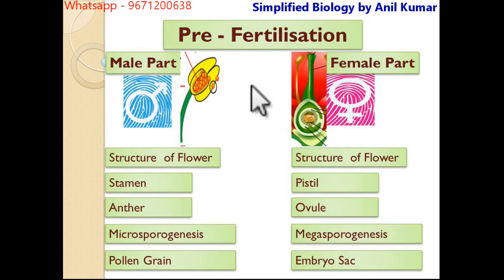So in pre-fertilization, first we are going to study the flower. In the male part, that is the stamen, we will study how the anther is formed, then microsporogenesis, formation of the microspores, and then the structure of the pollen grains. In the female part, we will study the structure of the pistil, then the structure of the ovule, then megasporogenesis, and at last the embryo sac. Clear students? So let's start our chapter.